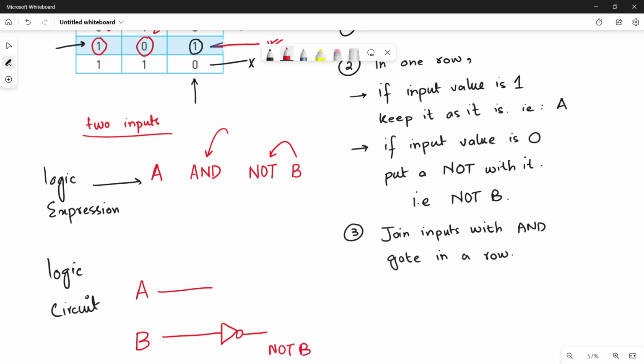Once it is not B, now you can simply put both of these inputs through an AND gate. So this is your AND gate, and this is going to be your final output. This is how you have to make the circuit. Just see the input values. The first input is going as it is into the AND gate. The other input is going through an inverter.